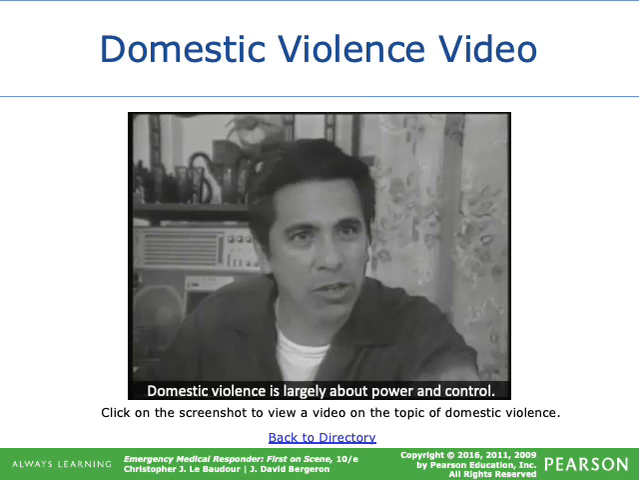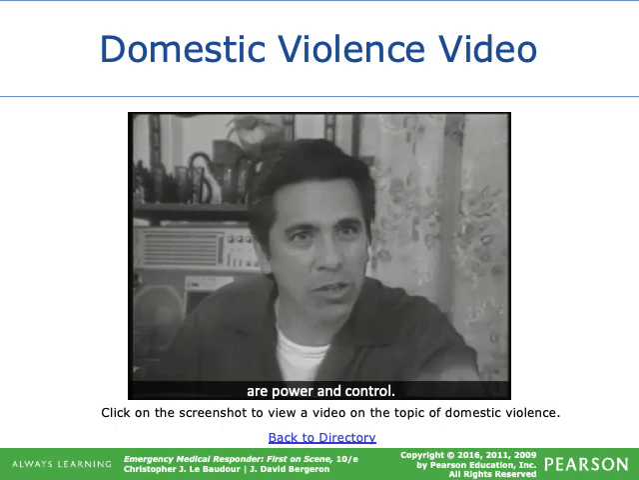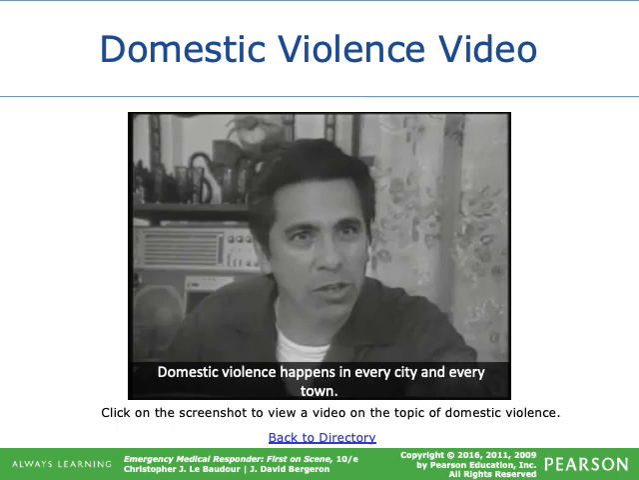Domestic violence is largely about power and control. The abusing person in the relationship uses violence to assert this control over the victim. Although the violence may seem to be motivated by anger or rage, the underlying concepts in domestic violence are power and control. Domestic violence happens in every city and every town.